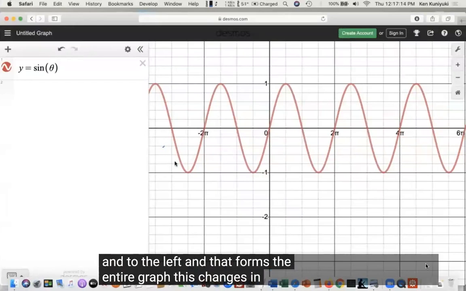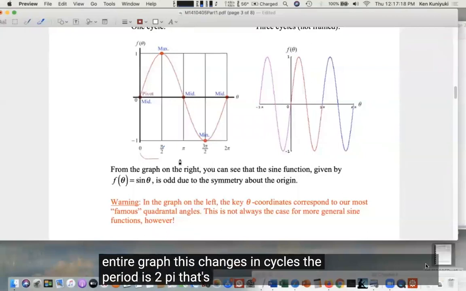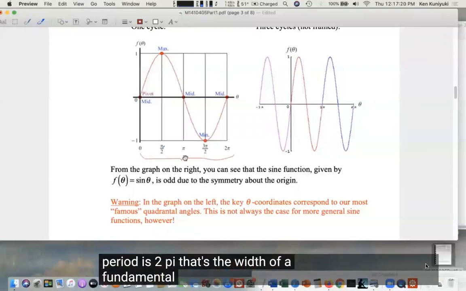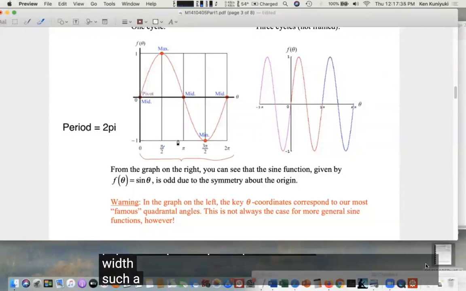This changes in cycles. The period is 2 pi. That's the width of a fundamental cycle. The period here is 2 pi. Period equals 2 pi. The period is the width of such a cycle.